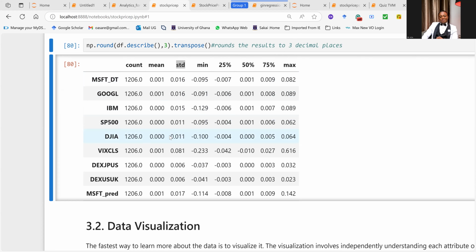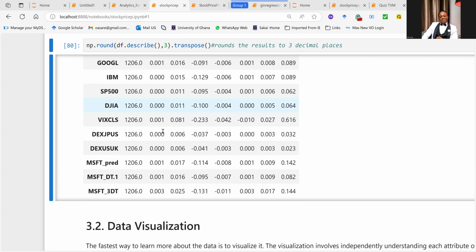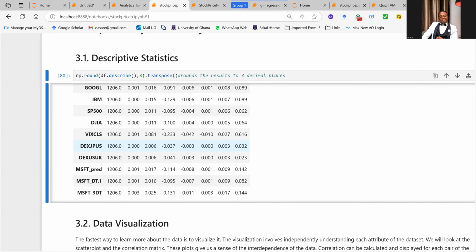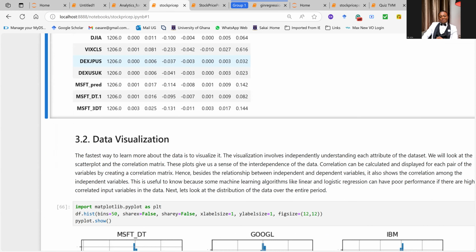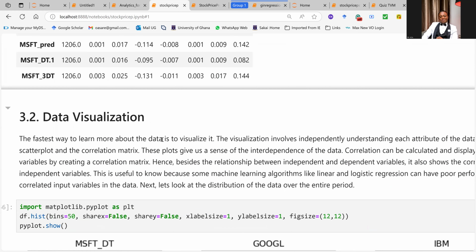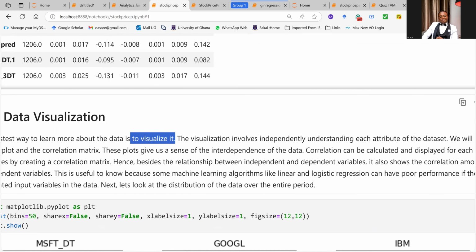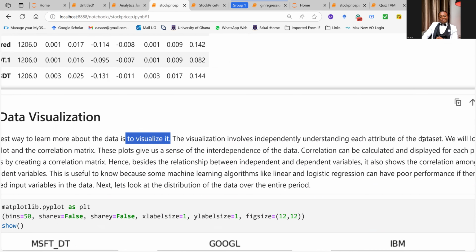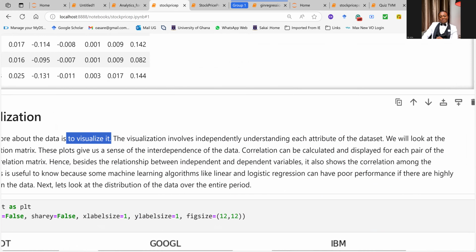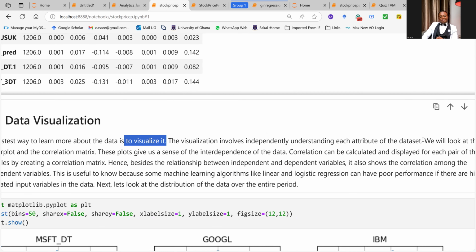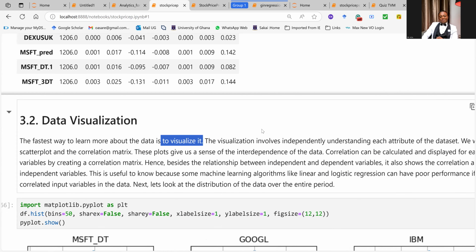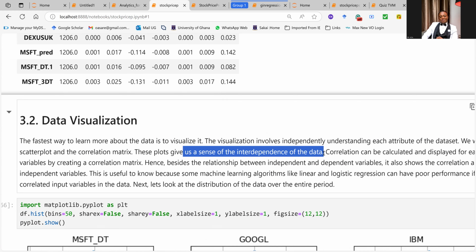The next thing is to visualize some stocks. I put a statement here that the fastest way to learn about the data is to visualize it, which means that you have to independently understand each attribute of the data. Now we will look at two things, the scatter plot matrix and then the correlation matrix. We are going to look at both. These plots will give us a sense of the interdependence of the data. Both of them are correlation.